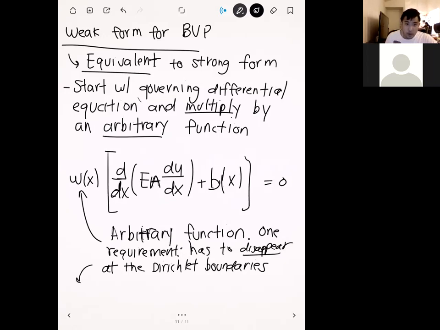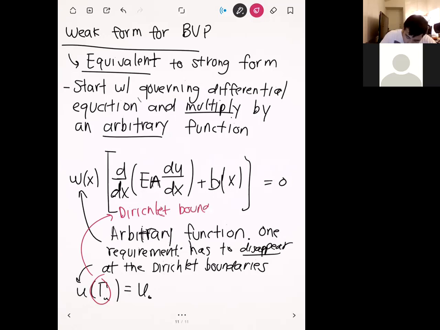One way that you specify this generally is we can say that U at gamma U is equal to U naught. I've used this symbol gamma U here, so this is the general form for Dirichlet boundaries. Or in other words, these are the locations where we're applying a Dirichlet boundary condition. And at those same locations, we're going to require that our function W is equal to 0 there.